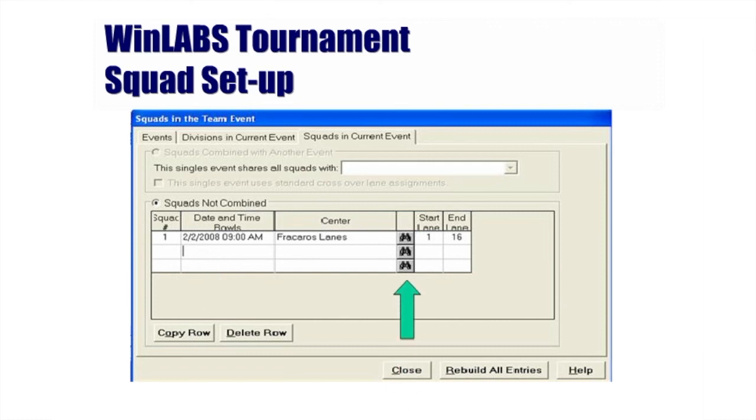The center that is holding the event is selected using the binoculars. State associations will not have a list of centers to select from. State tournament directors will be required to create the center using the New button.